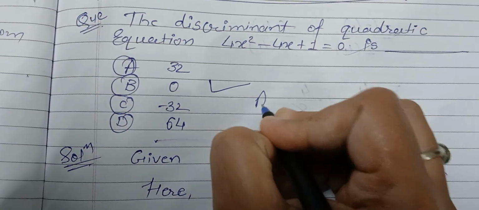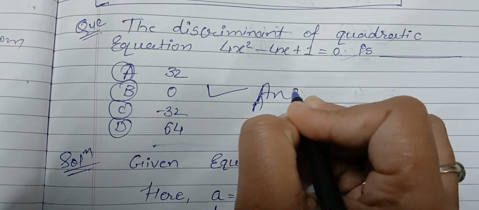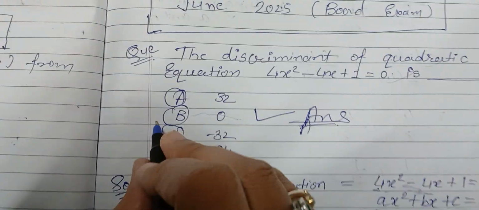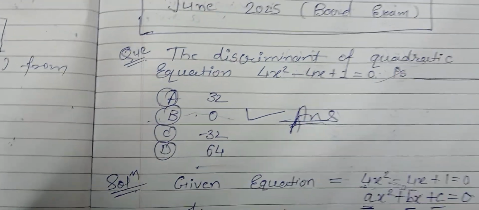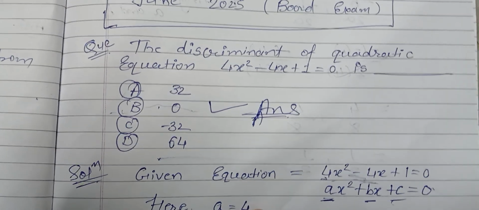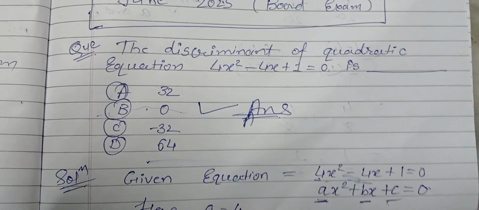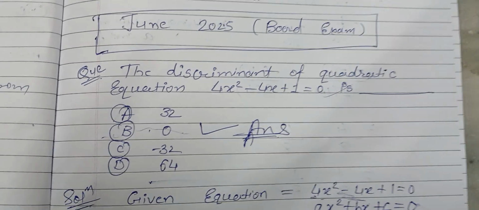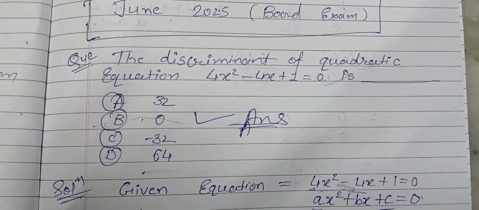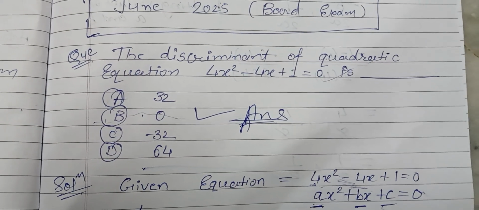This is our answer. B is equal to 0. So you need to tick this B option. Okay. So this is the question where only the discriminant is asked. This is an MCQ, so they have asked only for the discriminant.